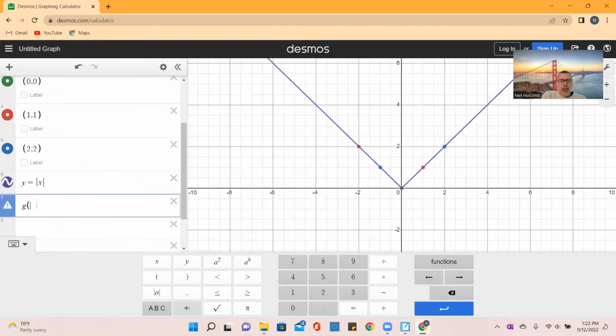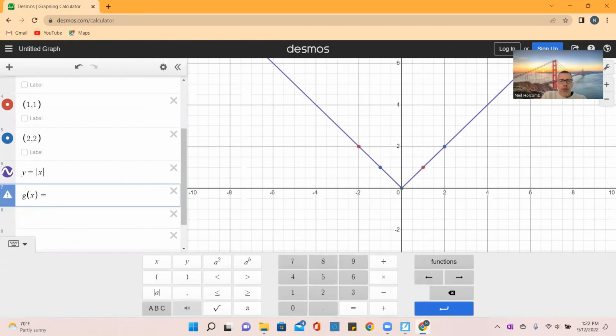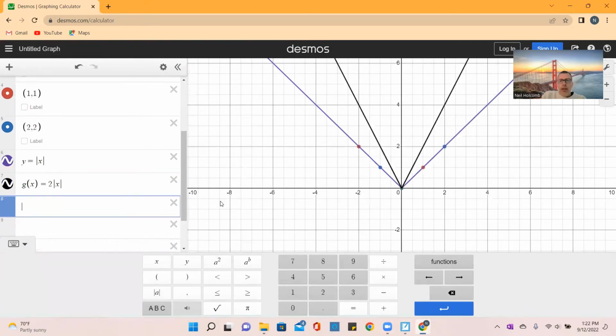So g of x equals 2 absolute value x. So this purple line here is the parent function, and the black line is the stretched one, if you will. It was transformed by a stretch, and it was a multiple of 2.